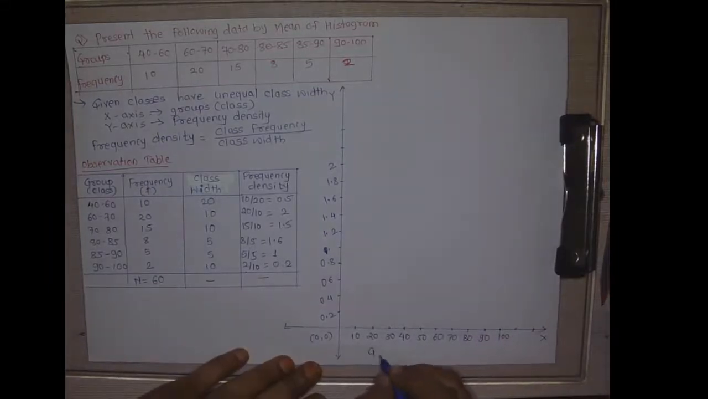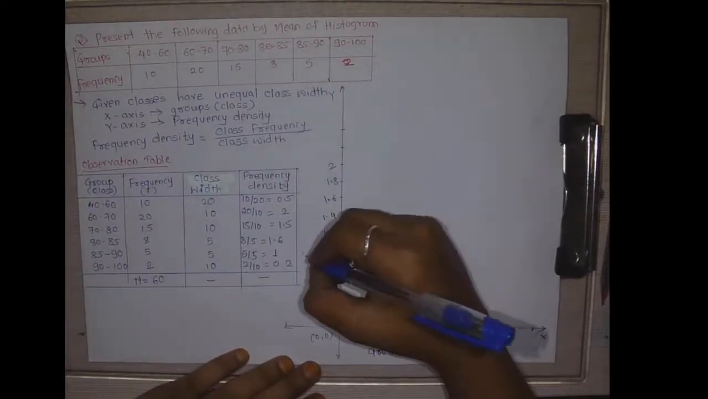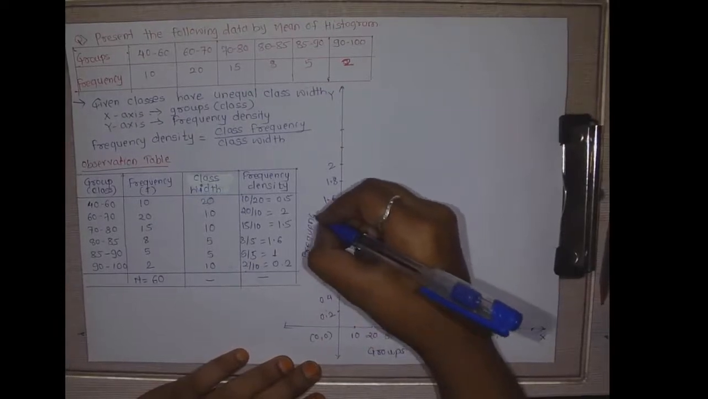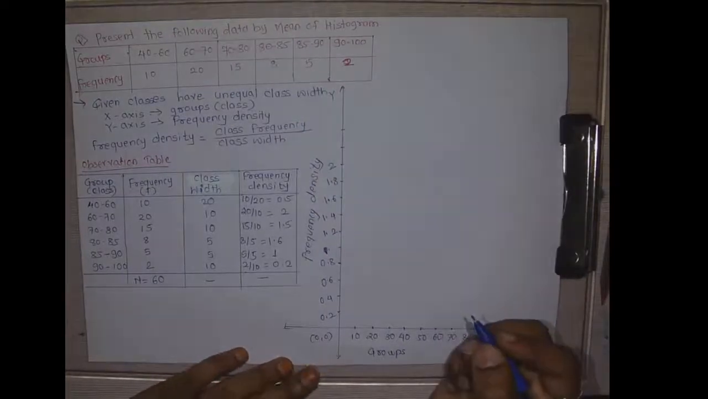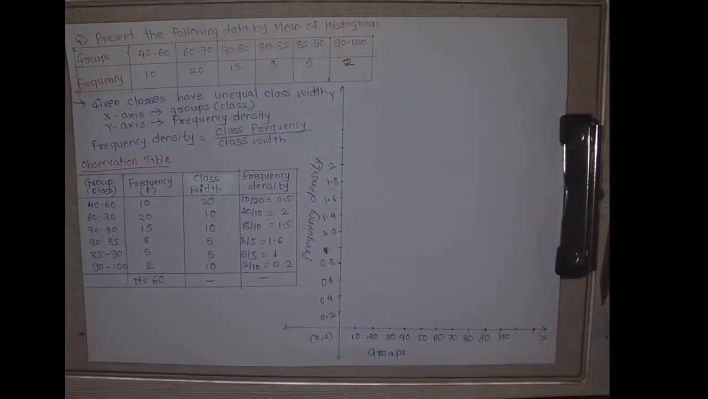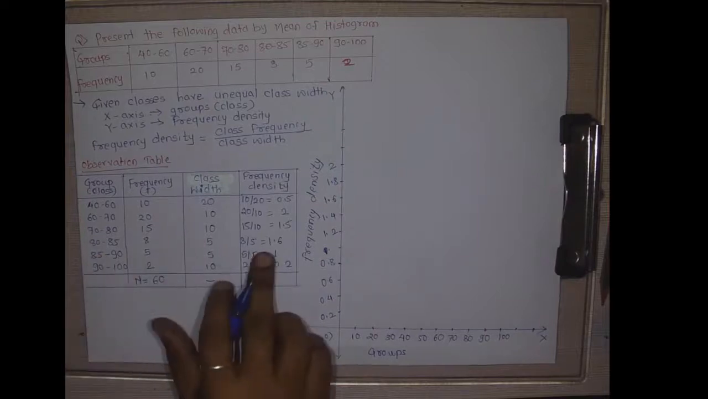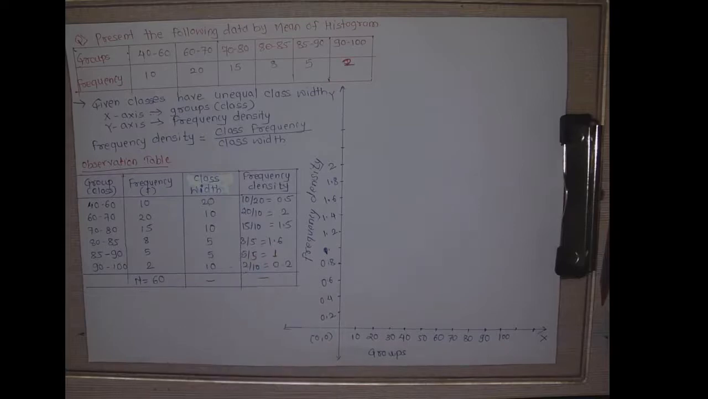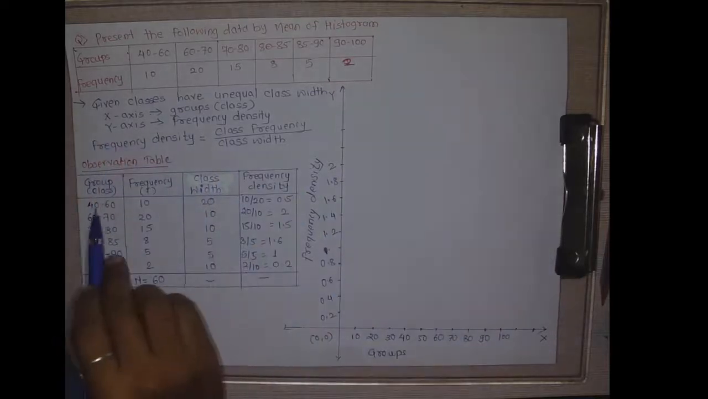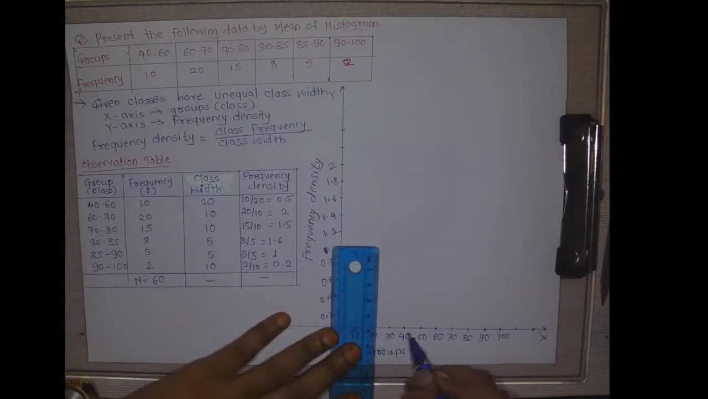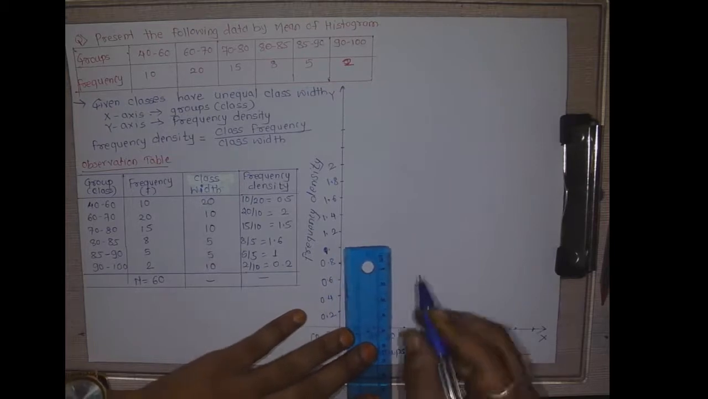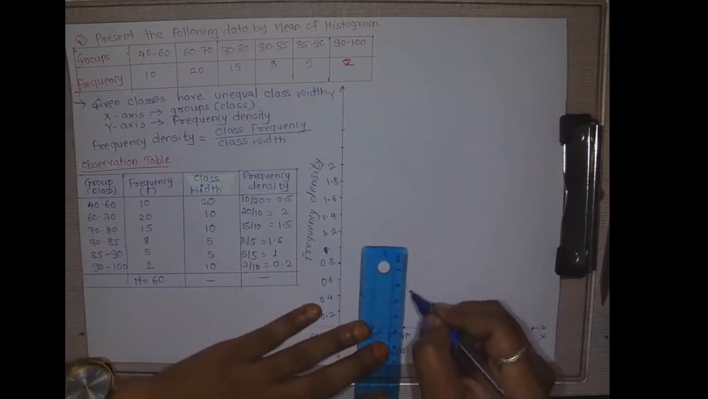Here are the groups. Here is the frequency density. We have to draw rectangles corresponding to groups and frequency density. The 40 to 60 class has the frequency density 0.5.